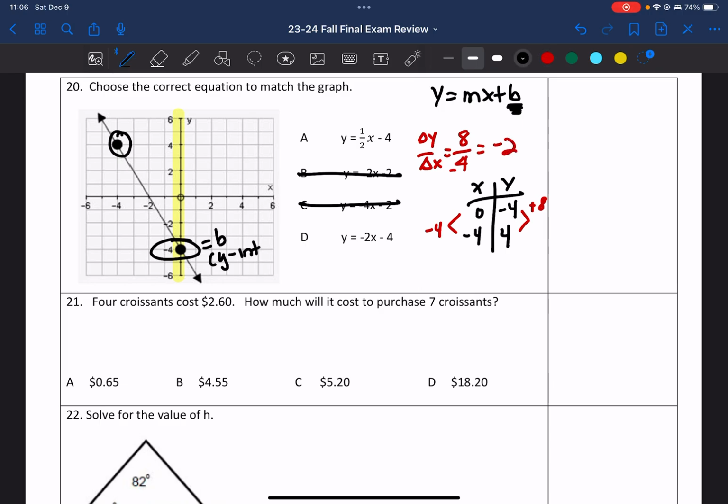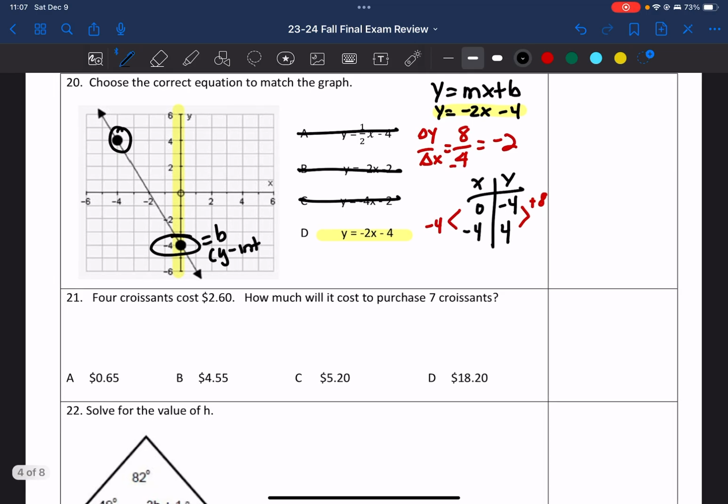So here, I'm going to rewrite my equation. That is going to be y equals -2x. I'm going to erase this here. -4, okay? And the only one that gives me the same thing as this is going to be D. Okay, again, y equals -2x minus 4. Okay, let's go to number 21.